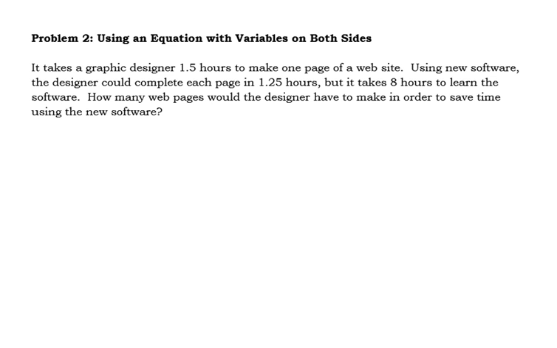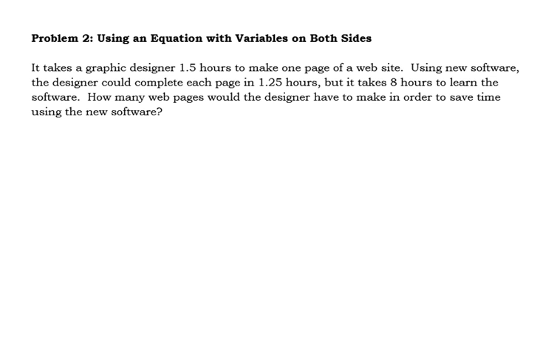Okay, problem 2, using an equation with variables on both sides, and this time we're going to be solving word problems. It takes a graphic designer 1.5 hours to make one page of a website. Using new software, the designer could complete each page in 1.25 hours, but it's going to take him 8 hours to learn how to use the software. How many pages would the designer have to make in order to save time using new software?